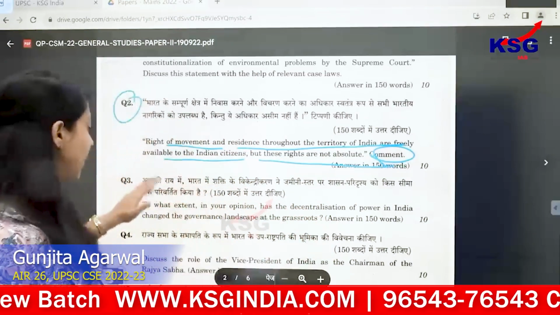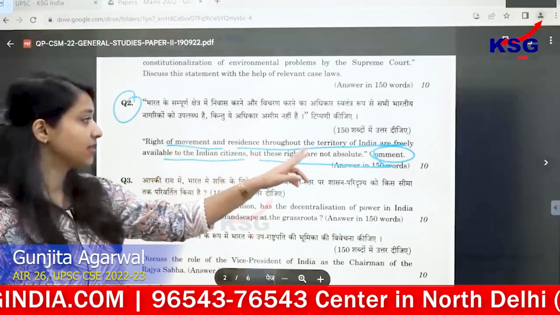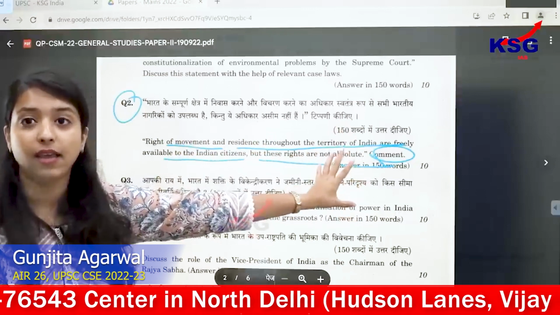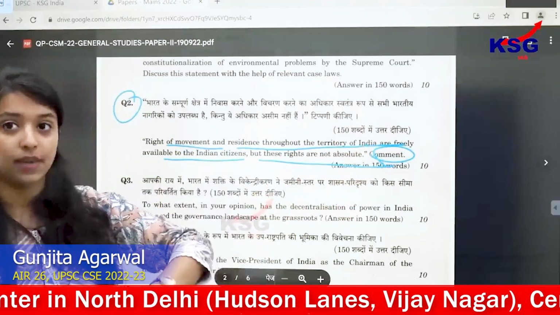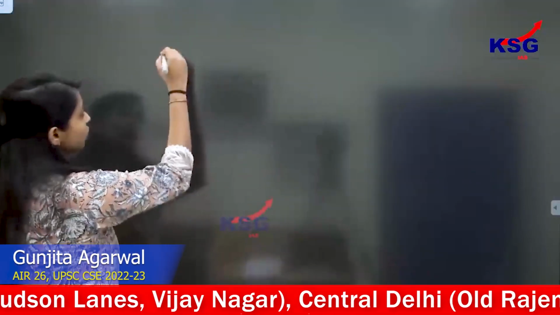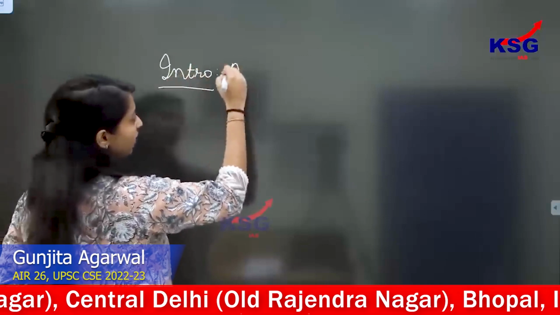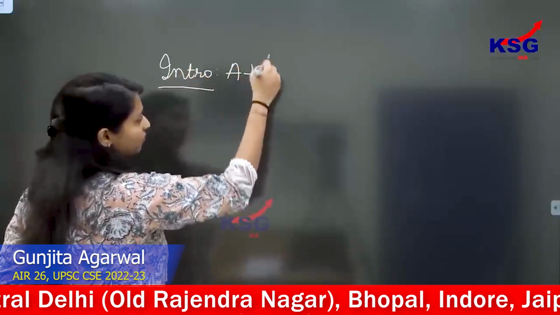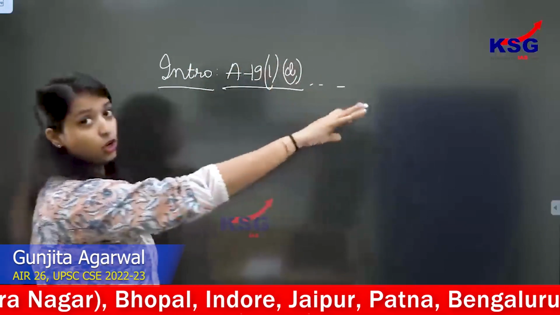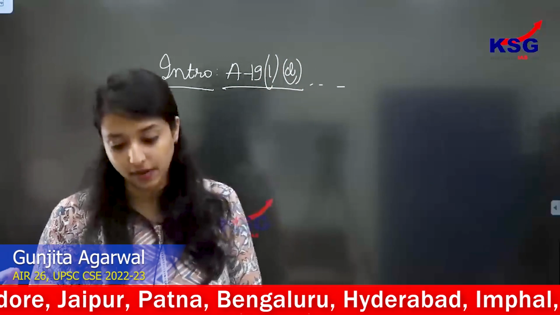So I'll tell you what my structure would have been. Because it talks about right of movement and residence throughout the territory of India, this is a fundamental article, and it should strike you immediately. So I would have given an introduction. In the introduction, I would probably have mentioned the article only: Article 19, I think it's 1D or E. So I would have mentioned Article 19(1)(d) talks about this, and something along the lines of fundamental rights.